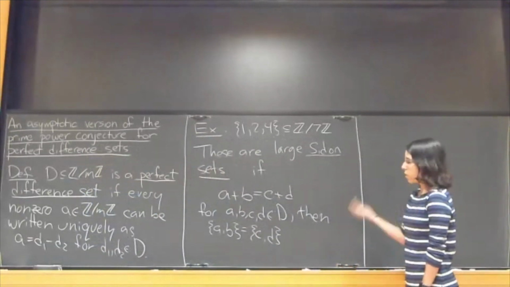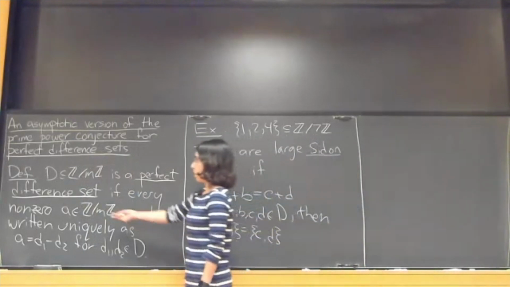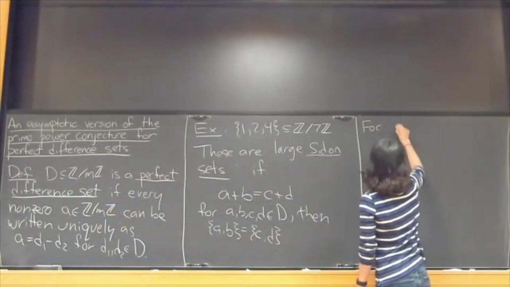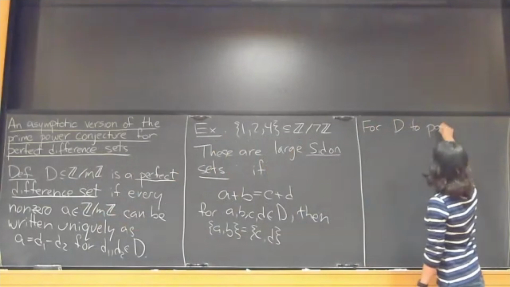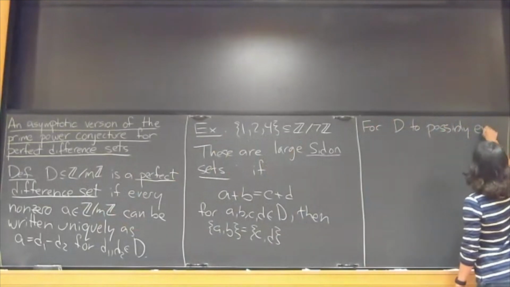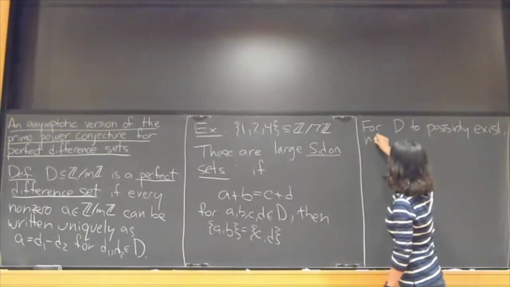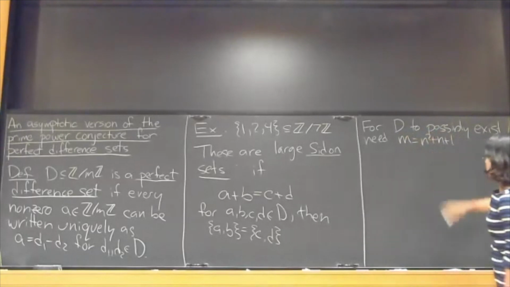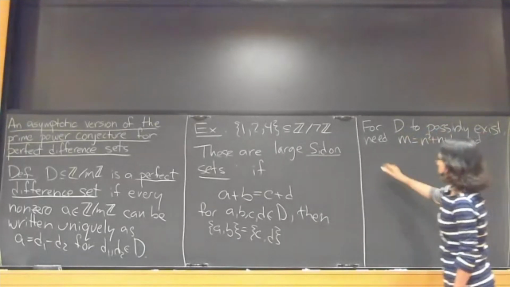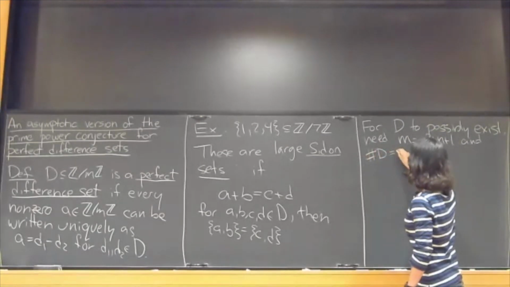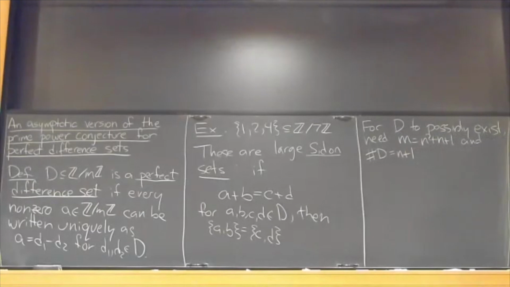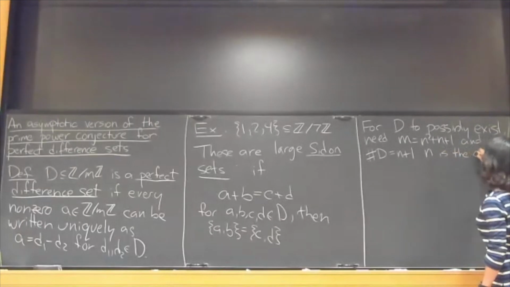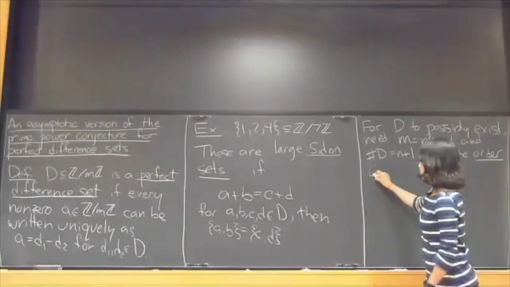So these perfect difference sets can't exist in every cyclic group, just for counting reasons. So for such a D to possibly exist in Z mod m, we need m to be of the form n squared plus n plus 1 for some integer n. And then the size of D would then have to be n plus 1. In this situation, we say that n is the order of the perfect difference set.